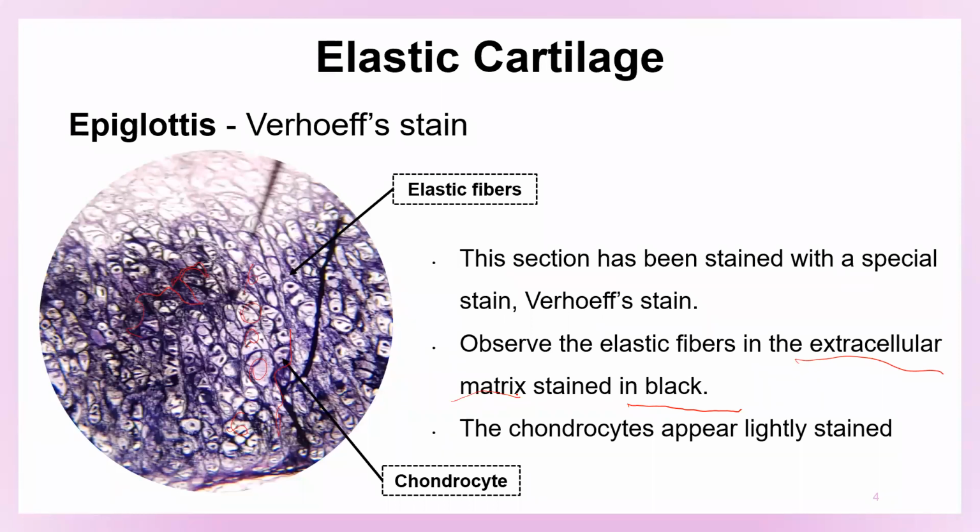So these elastic fibers give you the elasticity that it requires. If you look at your ear, you can bend it different ways. That property of elasticity is given by the large amount of elastic fibers that you find in the matrix. And then of course you get chondrocytes. Here you see only chondrocytes because this is the middle of the cartilage. So chondrocytes appear lightly stained with a central nucleus. Those tiny dots in the middle are the nuclei.